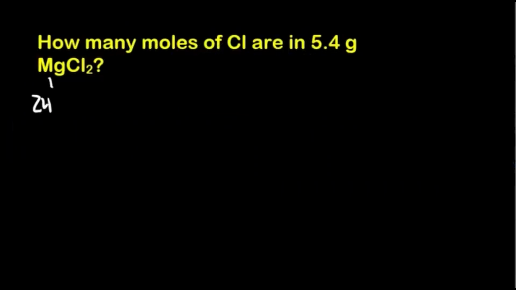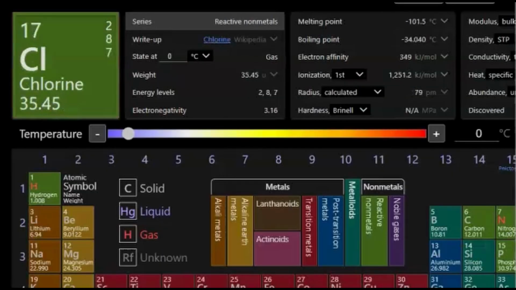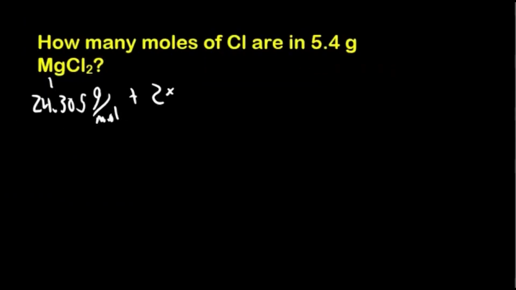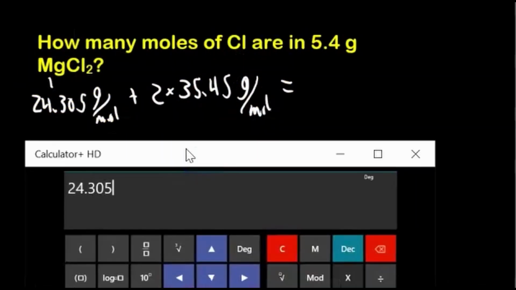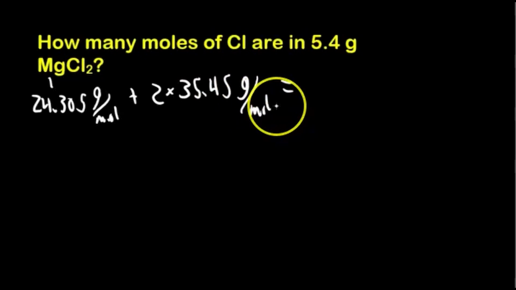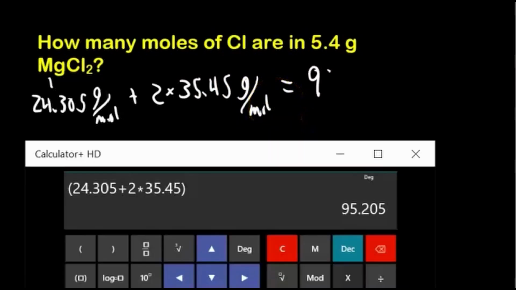So this is 24.305 grams for every 1 mole. Plus, now there's 2 chlorines for every one of these. So we have to do 2 times, and the molar mass of chlorine is 35.45 grams. So times 35.45, that's how many grams are in 1 mole of chlorine. So we're adding this up. This gives us the molar mass of MgCl2, 24.305 plus 2 times 35.45, 95.205. So 90, did I say 95? 95, yes.